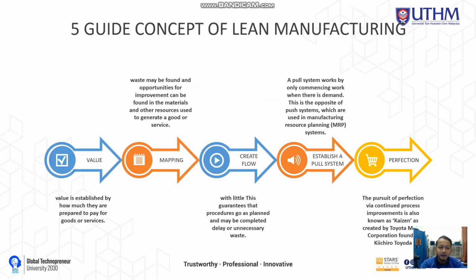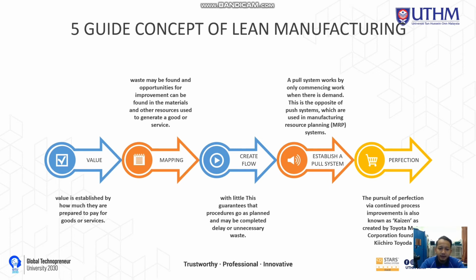Next are the five guiding principles of lean manufacturing. Firstly, value. Value is established by how much customers are prepared to pay for a good or service. Second, mapping. By mapping the value stream, waste may be found and opportunities for improvement can be identified in the material and other resources used to generate a good or service.